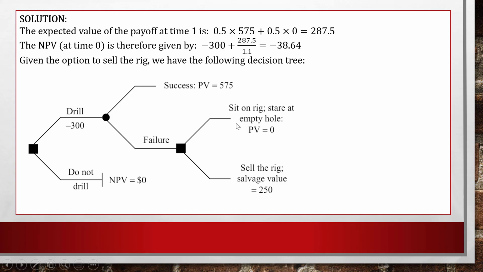So a decision tree is basically a diagram with possible events and their probabilities. Here we see that first, drill or do not drill. Drill is negative $300. Do not drill, you don't have to pay for anything, so the NPV is 0. And in the drill event, we have two more events, success or failure. And in the fail, we have two more events, either sit on the rig or sell the rig for some money.